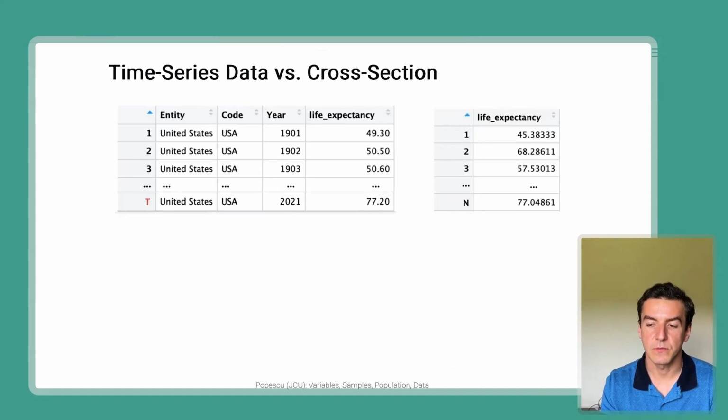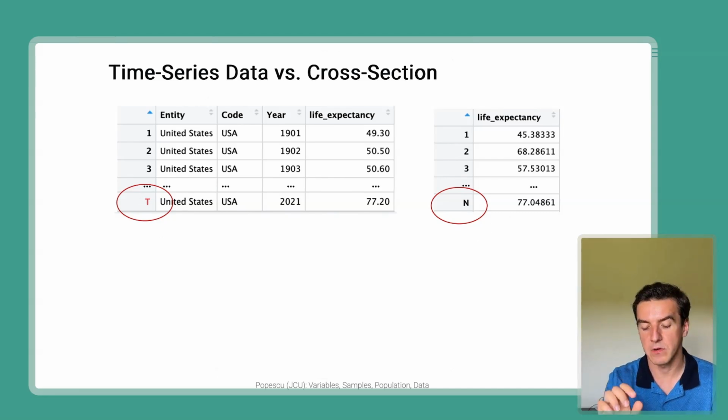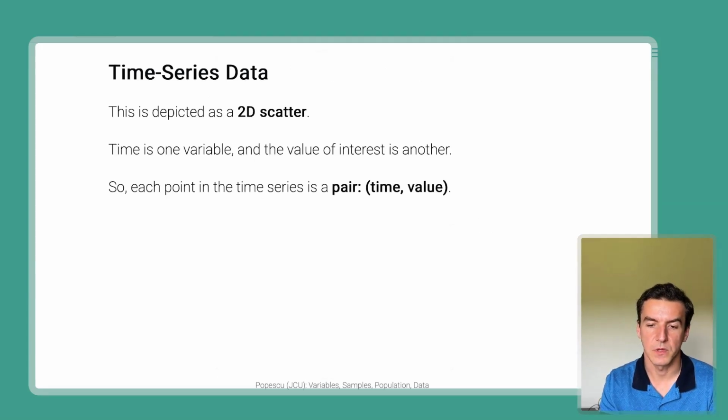Notice the difference, once again, between time series data and cross-section. Here we have 1, 2, 3, all the way to T. This is the time series data. And here we have 1, 2, 3, all the way to n. So typically time series have their last element listed as T, while cross sections have typically the n listed as the last element.